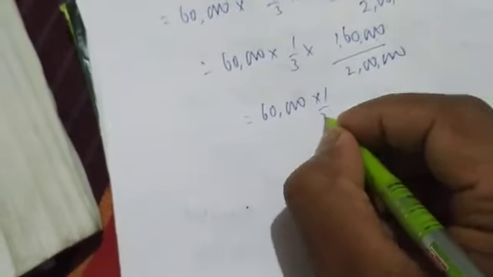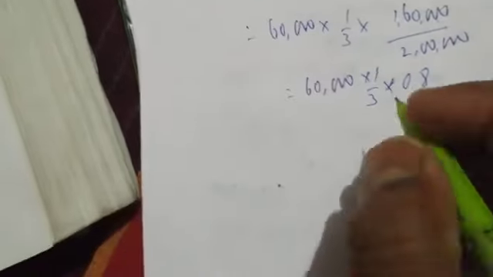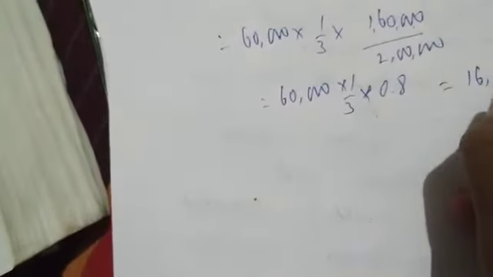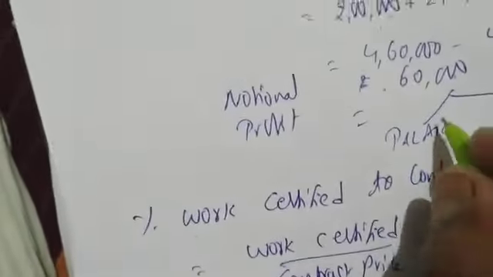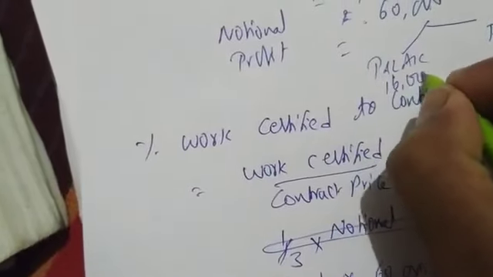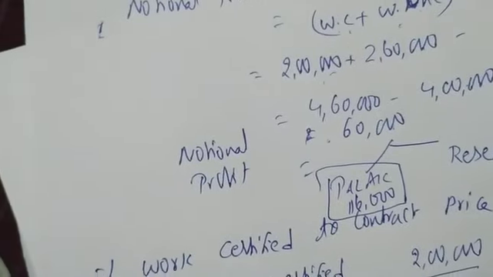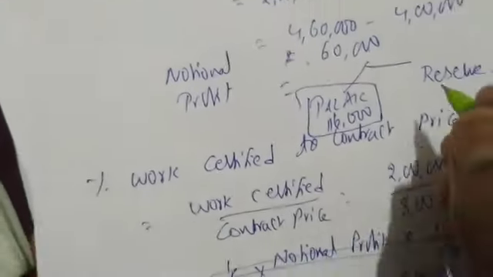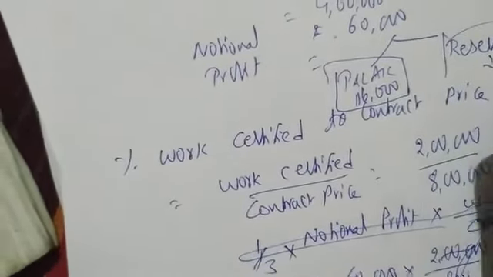60,000 into 1 divided by 3 into 0.8. I'm getting 16,000. 16,000 will be transferred to profit and loss account. If 16,000 is going to profit and loss account, how much is left over from 60,000? 44,000. That will be kept as reserve. Got it? So this is important.